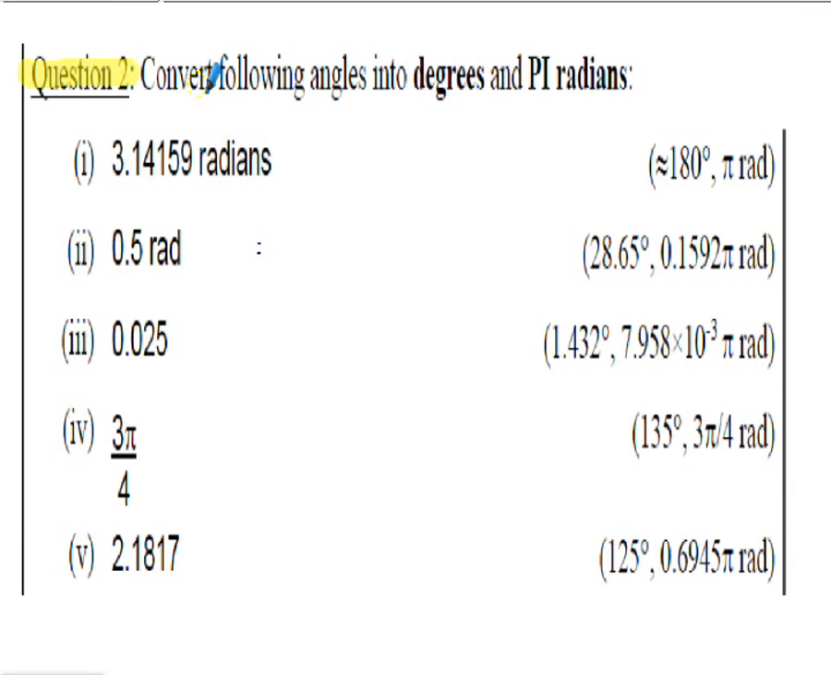Question 2, we're now asked to convert the following angles into degrees and pi radians. In question 1, we've got 3.14159 radians, so multiply by 180 degrees and divide by pi, and we get a value of approximately 180 degrees, or pi radians. Question 2, we're given 0.5 radians. Again, the conversion is multiply by 180 divided by pi, so the answers are 28.65 degrees, or 0.1592 pi radians. I'll let you review the other three questions at your own pace.